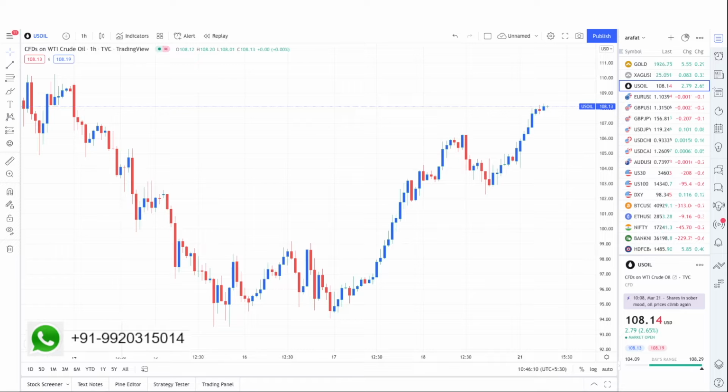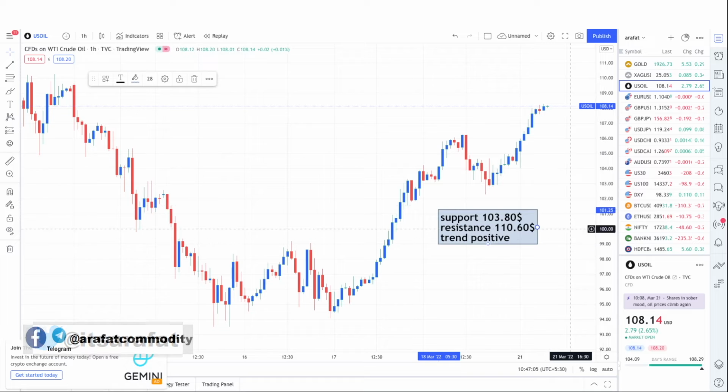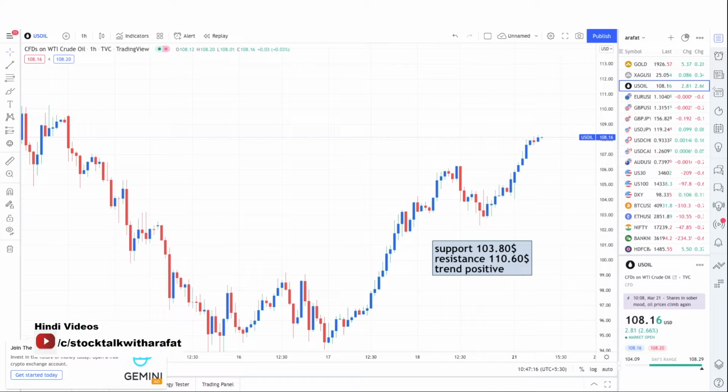Let me give you resistance and support for today's trading session. 103.80 will act as support in crude oil today. If oil breaks and sustains below this support, then expect 101 and $99. Resistance at $110.60. Above this resistance, expect 112 and 114. Currently, crude oil is in the positive zone, so trade accordingly. Do not go against the trend. Let's move on to forex.